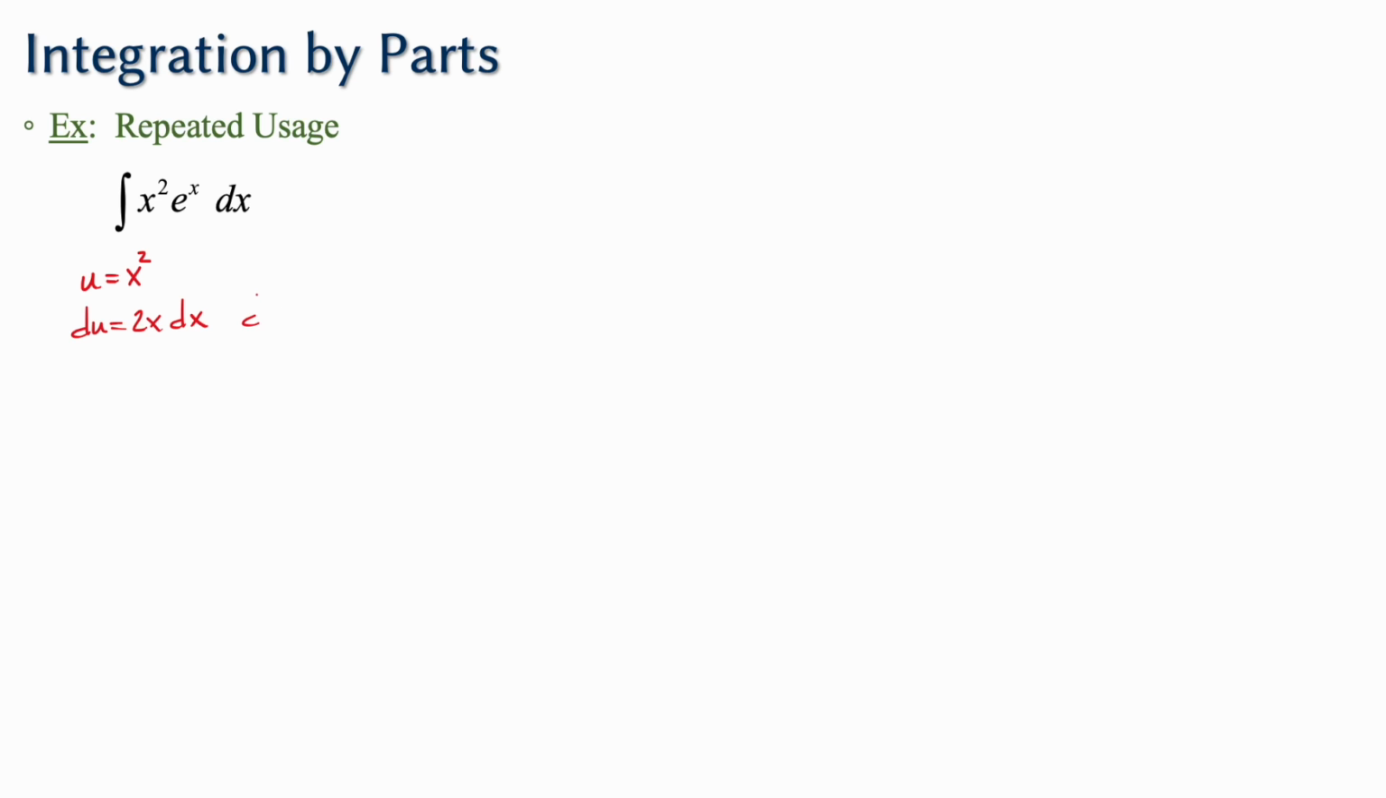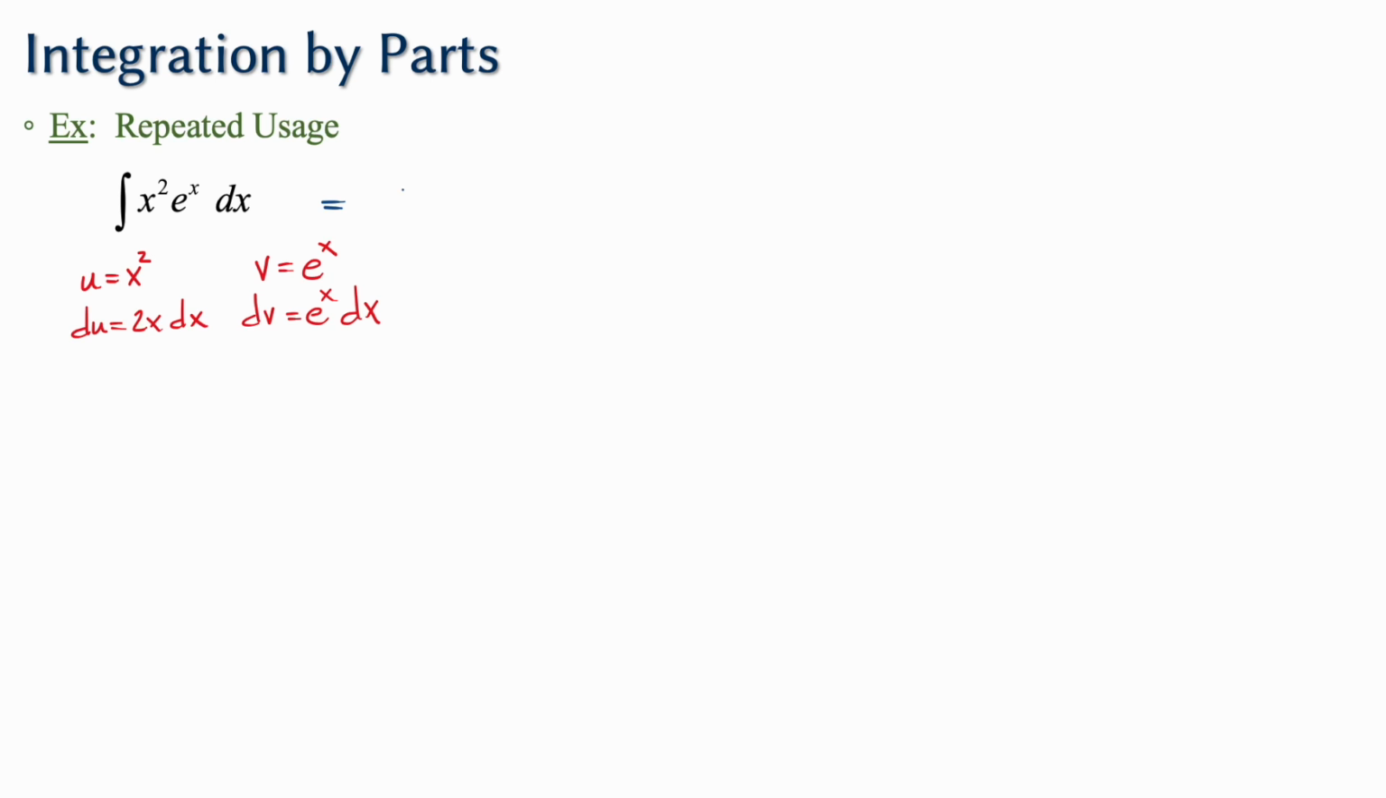The rest of it is going to be my dv. So the rest of it, just like our first example, is e to the x dx, whose antiderivative gives us v, which will be e to the x. Now what you'll notice is when we plug this in the formula, we're not done, right? In the formula, we're going to get another integral that requires parts, okay?